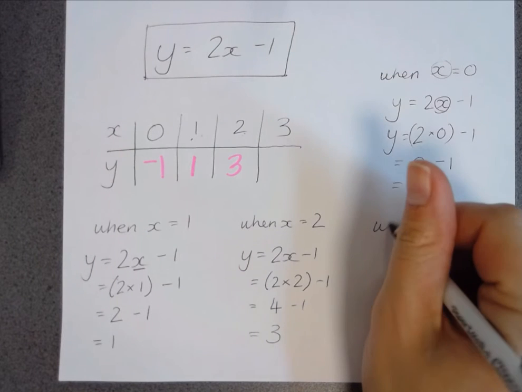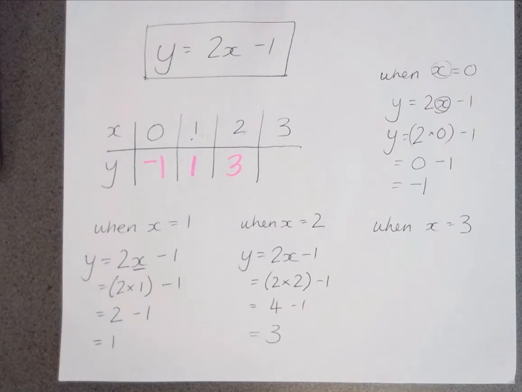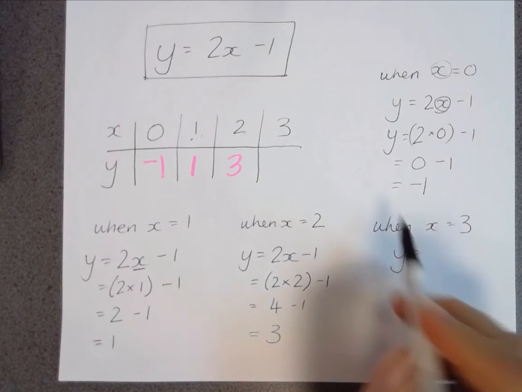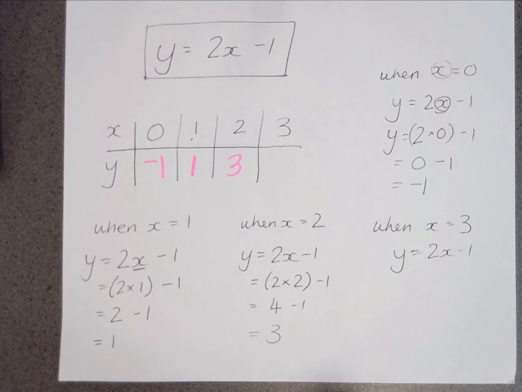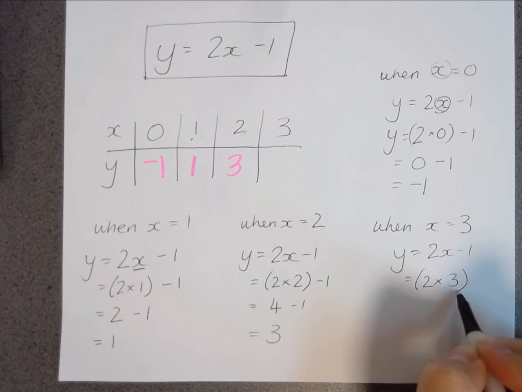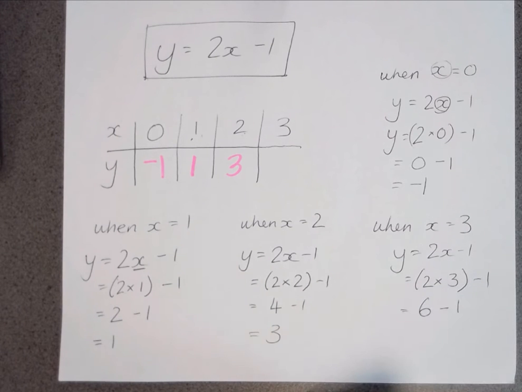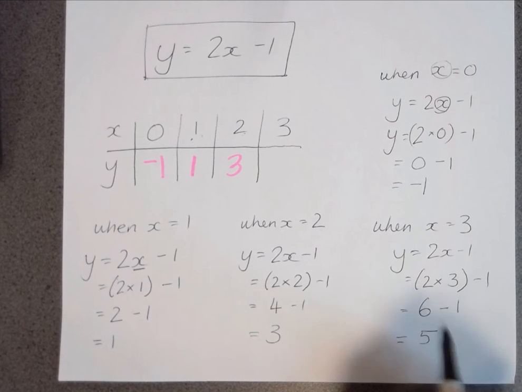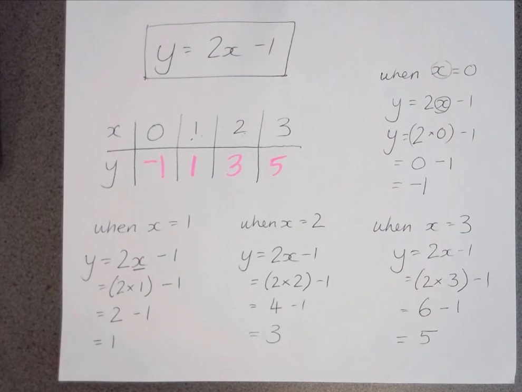Last one, when x equals 3. y is still 2x minus 1. That's the rule every time. So that is 2 times 3 minus 1. 2 times 3 is 6. We're still taking away 1. 6 minus 1 is 5. So our value is 5. Now none of this means anything until we put it on our graph.